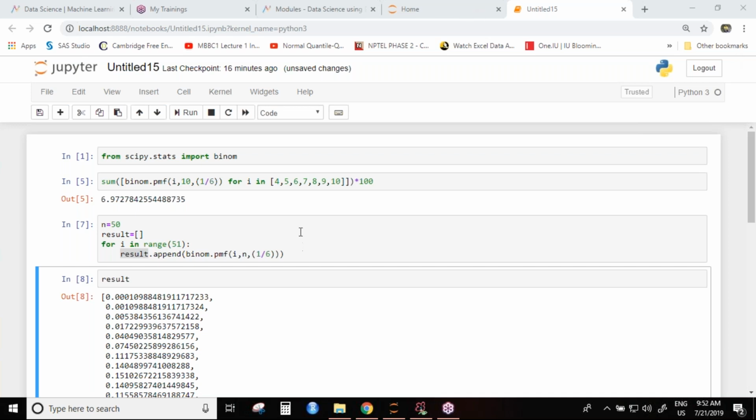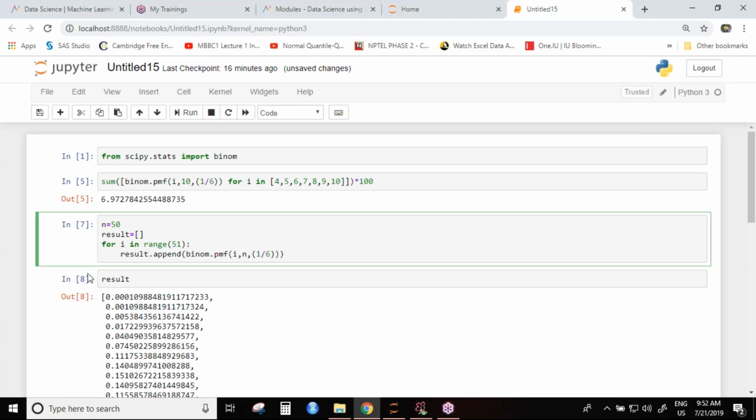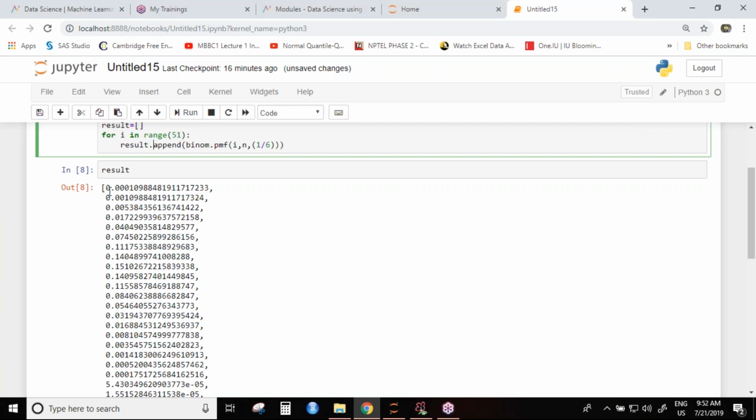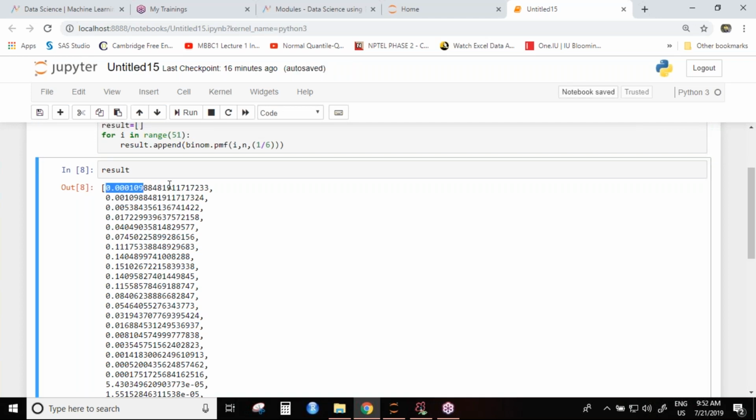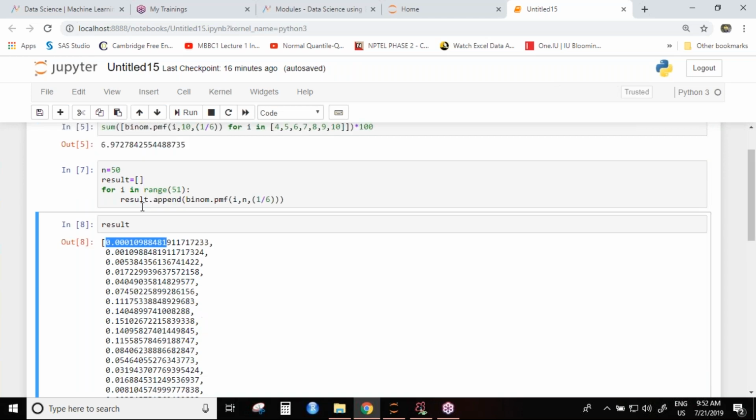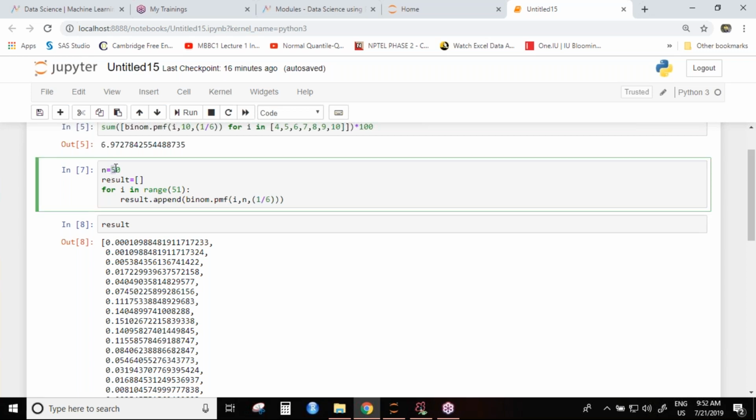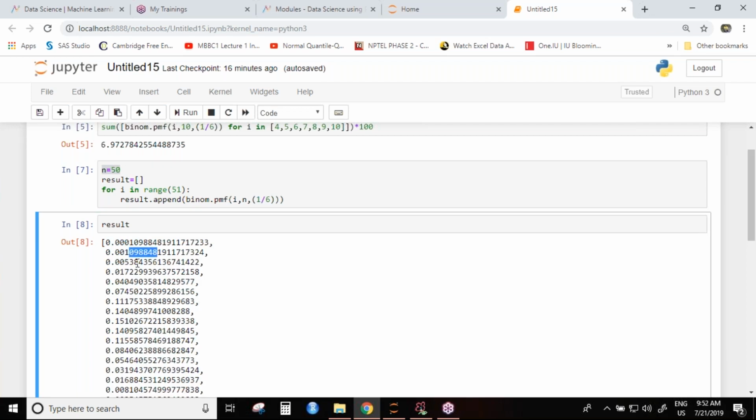Okay, I have this now. So what is this list? This list gives me the probability of all numbers of successes, starting from 0 till 50. When I roll a dice 50 times, what is the probability of getting 0 sixes, 1 six, and so on?